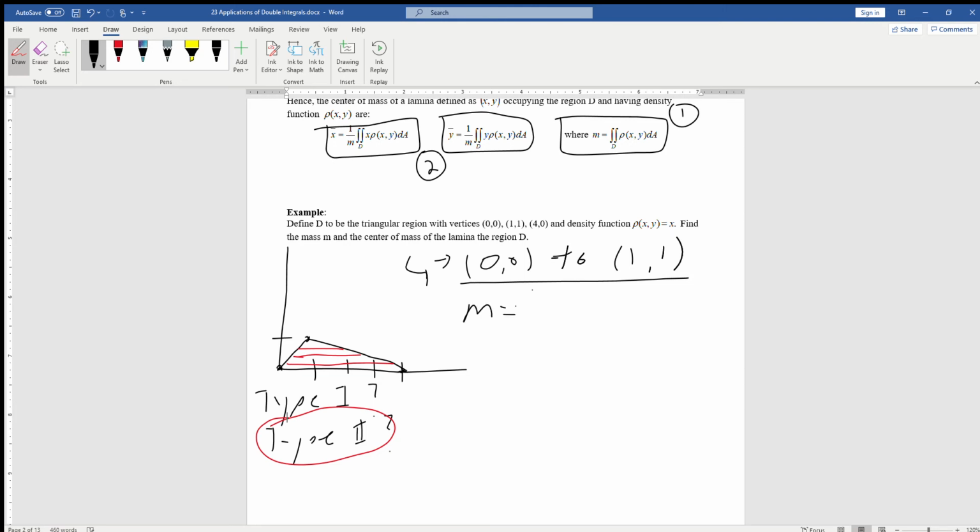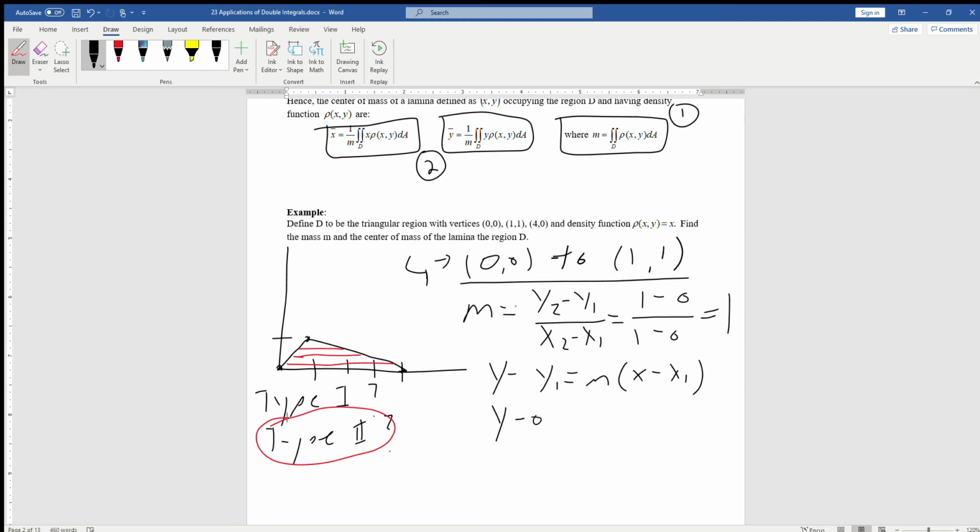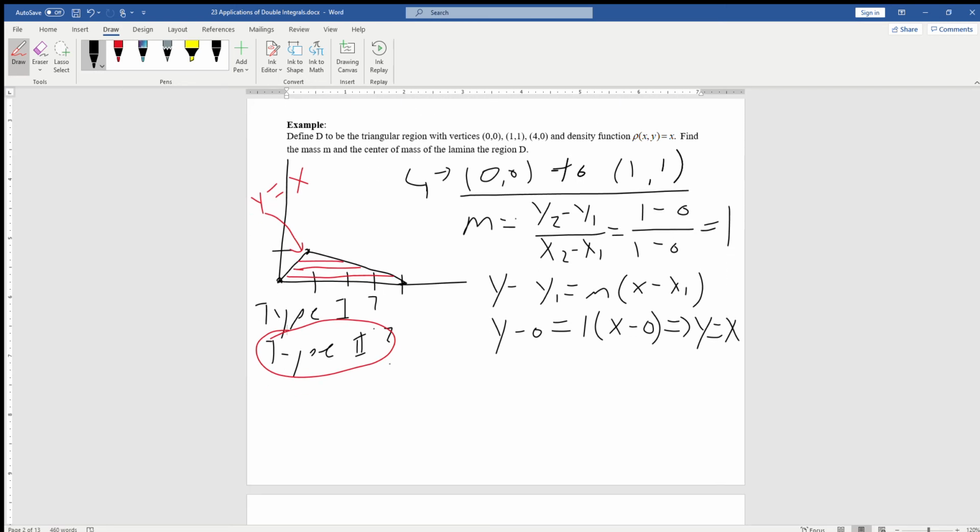First, you're going to get your slope using the formula y sub 2 minus y sub 1 over x sub 2 minus x sub 1. In other words, that's going to be 1 minus 0 over 1 minus 0. So the slope of this first line is going to be 1. And then we just use y minus y1 equals m times x minus x1. We can use the point (0, 0) for x1, y1. So we get y minus 0 equals 1 times x minus 0, or in other words, the line y equals x. So we already know that the leftmost line is going to be y equals x. Now we have to find the equation of the other line. Okay, we're going to do the same thing again. So for line 2, that's going to be the line segment from (1, 1) to (4, 0).